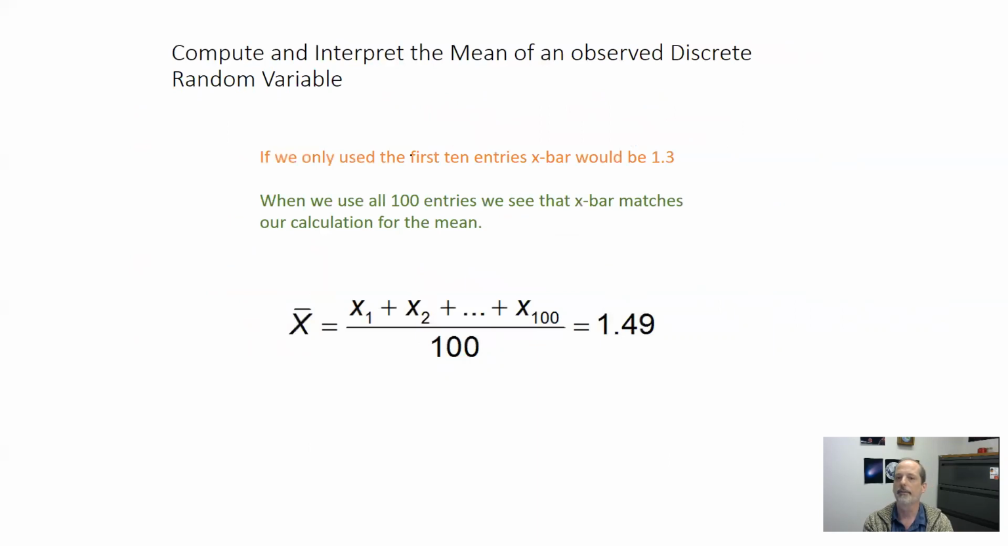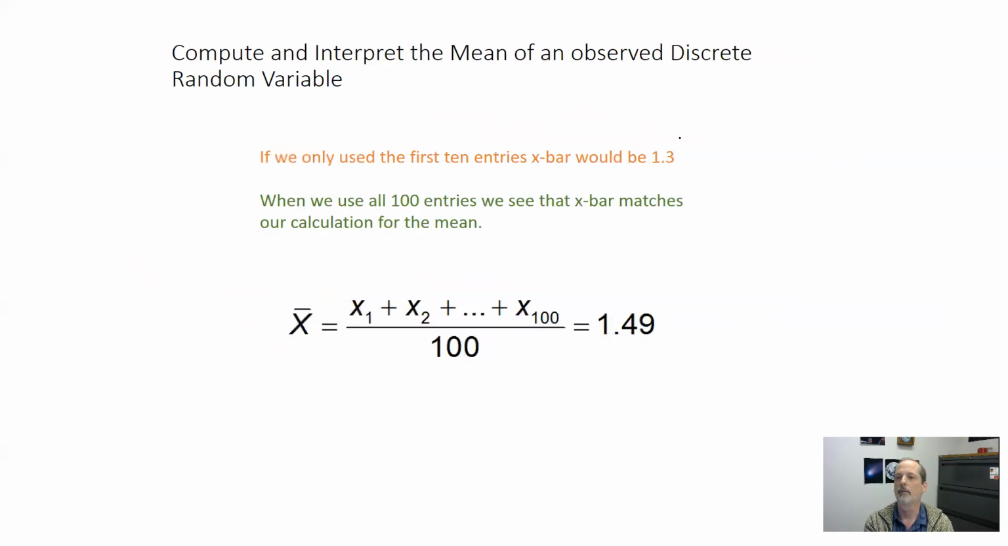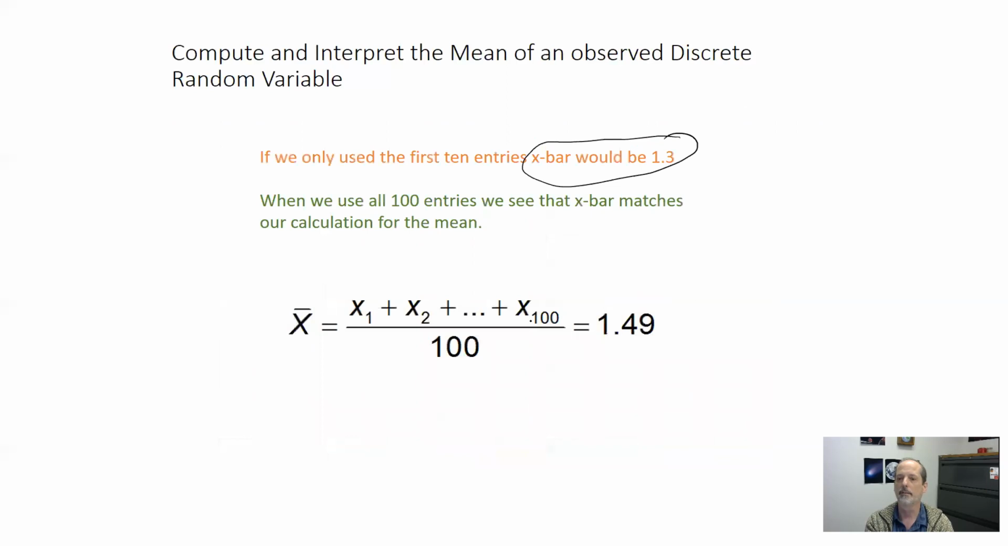Okay, imagine if our sample was limited to the first 10 entries. Then when we calculated X bar, we get 1.3. When our sample is all 100, that's enough so that by the law of large numbers, we do a really good job of estimating the mean. Okay, so X bar is an estimate for mu.